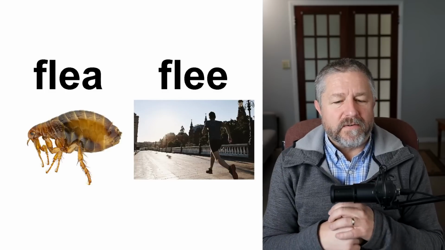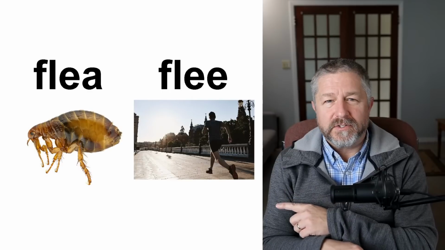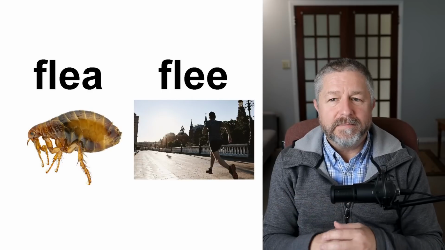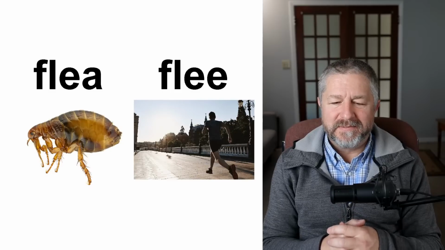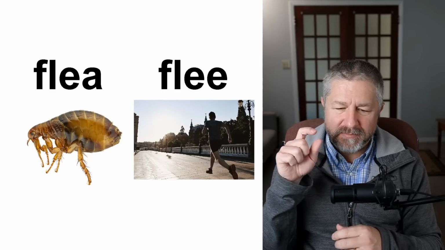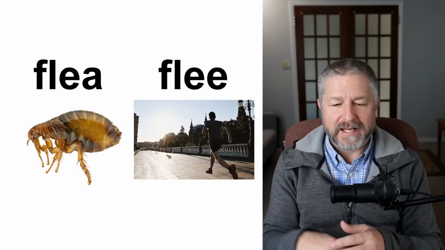Sometimes if you look at the far side, you'll see that there's a small insect called a flea. Sometimes dogs and cats will have fleas on them. Fleas are not very nice. The fleas bite the dog or bite the cat.